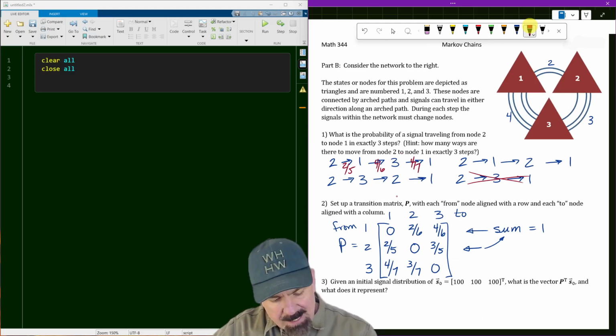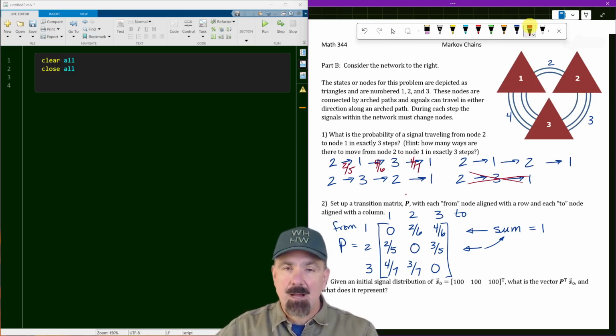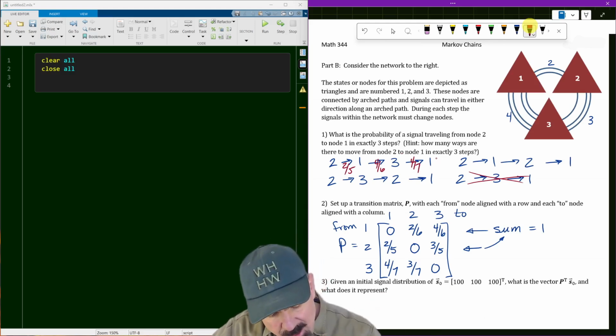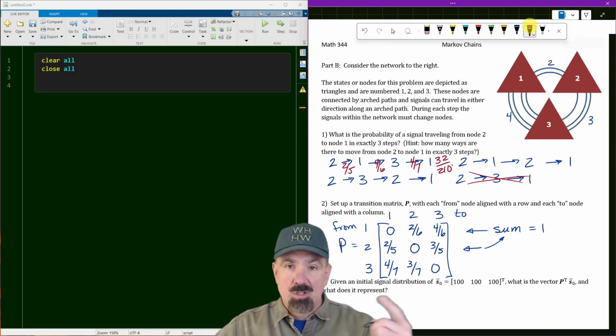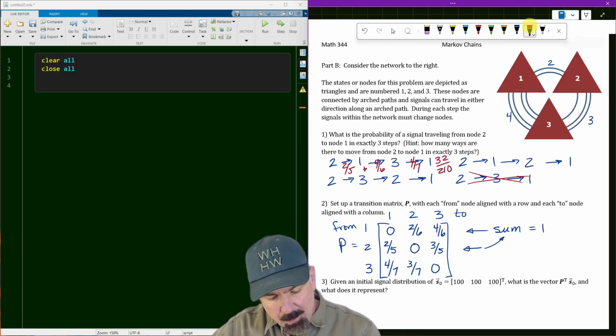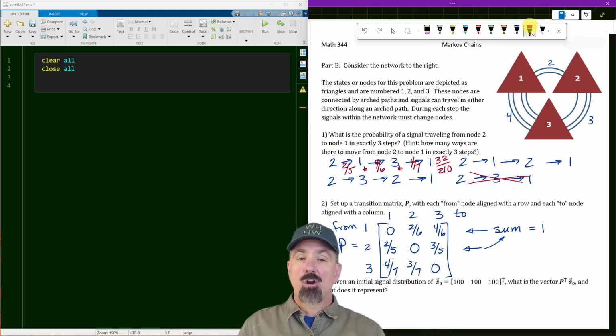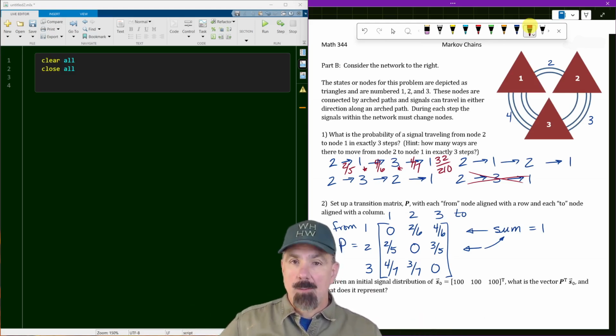So this particular path, the probability of us getting from 2 to 1 along that specific path is going to be 32 out of 210. Remember, those of you who have not yet learned, to calculate the probability for consecutive events all occurring, it's going to be multiplication of the probabilities.